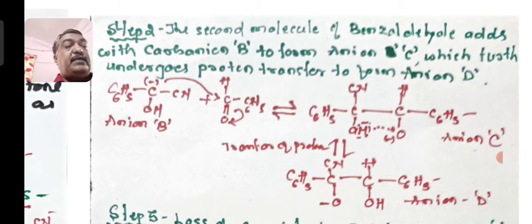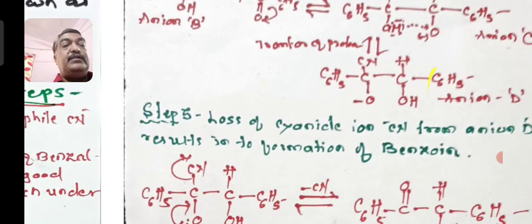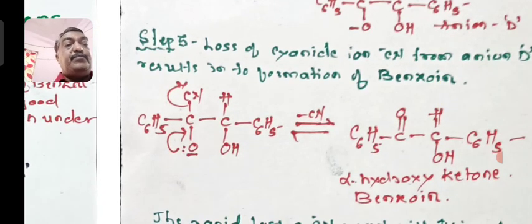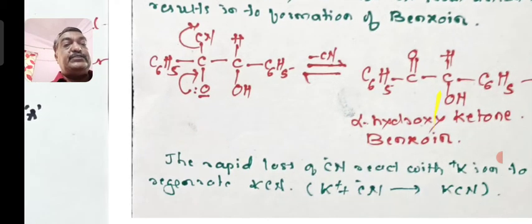And in the final step, the product D undergoes deprotonation, that is the removal of the cyano group, and the shift of the lone pair of electrons from carbon to oxygen makes C6H5 C double bond O CHOH C6H5. So this is called alpha hydroxy ketone. Alpha hydroxy ketone. It is commonly known as benzoin condensation.